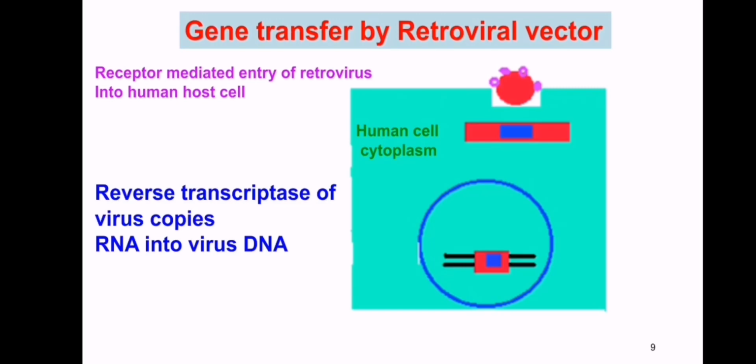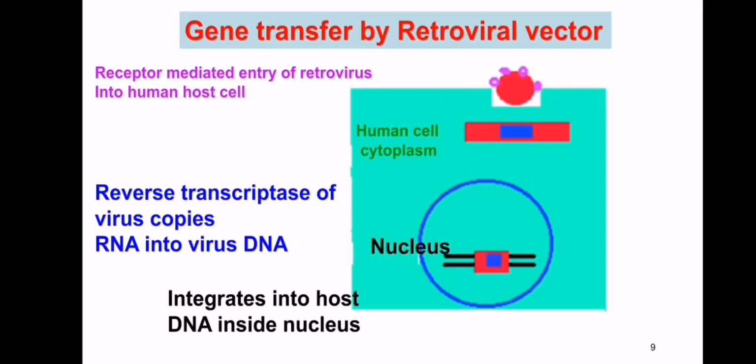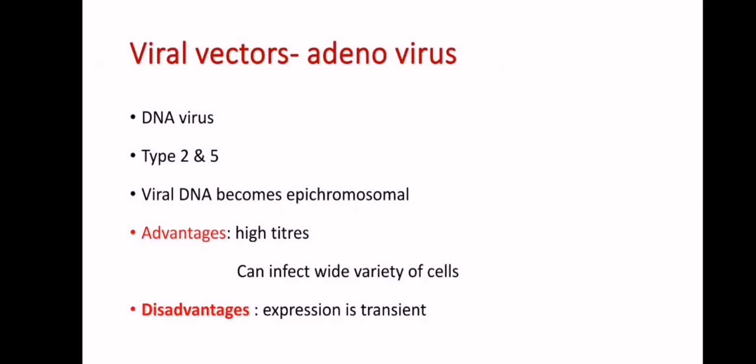But before that, the RNA sequence of the retrovirus has to be converted to a DNA sequence. So the reverse transcriptase of the virus will copy the RNA to the virus DNA and then confer the changes so that it can make changes in the host DNA, right? So once the virus DNA is formed by the reverse transcriptase, it can integrate into the host DNA inside the nucleus. Coming to adenovirus, it is a DNA virus.